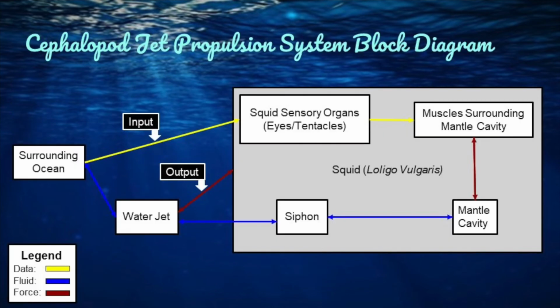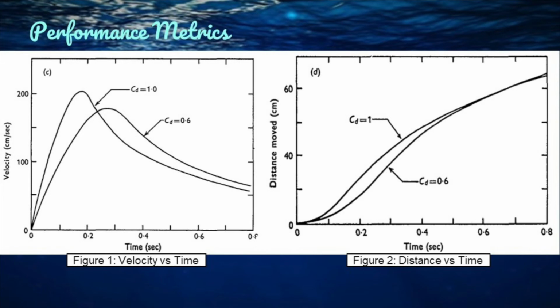The block diagram of the system shows the interactions between the different components of the system. Yellow lines show data transmission between components, blue lines show fluid flow between components, and red lines show force acting between components. The input of the system is information from the surrounding ocean being perceived by the squid's sensory organs, and the output of the system is force from the water jet acting against the squid to create motion.